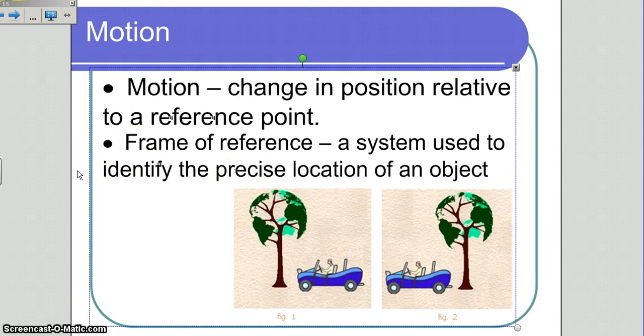So, a system used to identify the precise location of an object. In other words, the tree was our frame of reference. Do we know that the car moved, or the car was in motion? Motion is the change in position relative to a reference point. So you have those on your sheet. Those are A and B on your sheet. You can fill those in. And remember, I'm going to keep rolling, but if you need more time, go ahead and hit the pause button and come back to it.